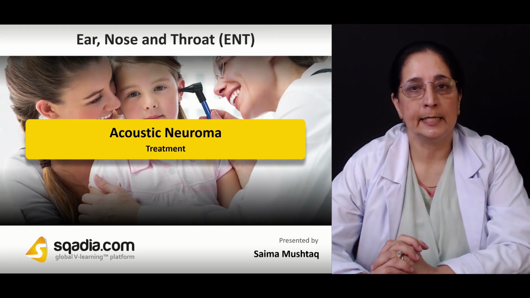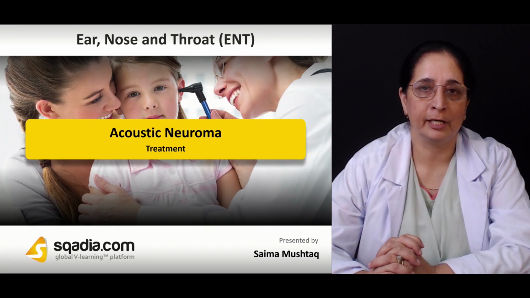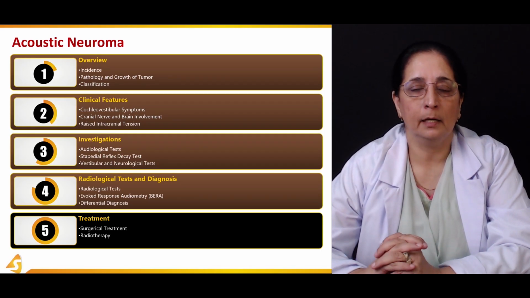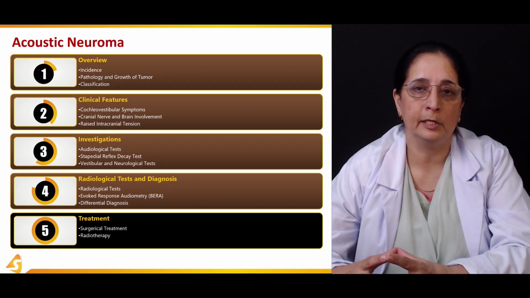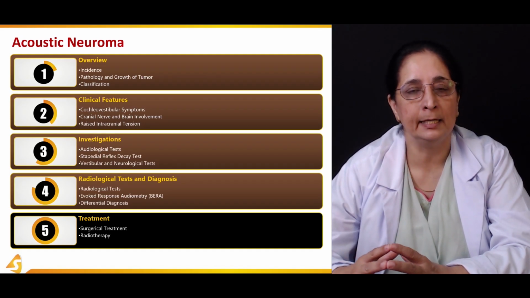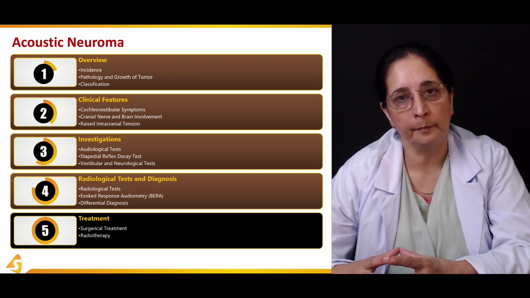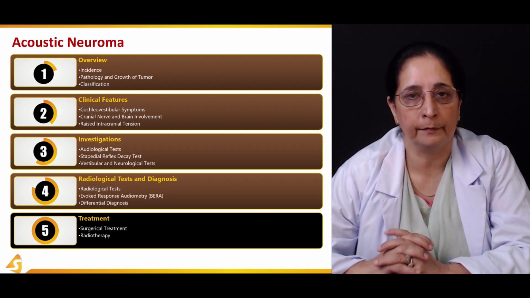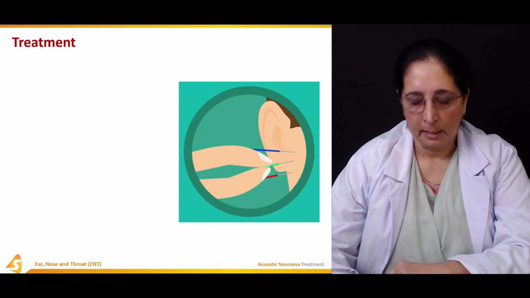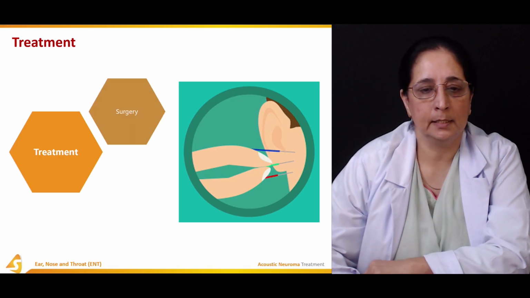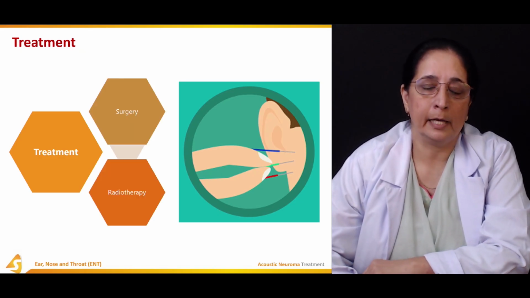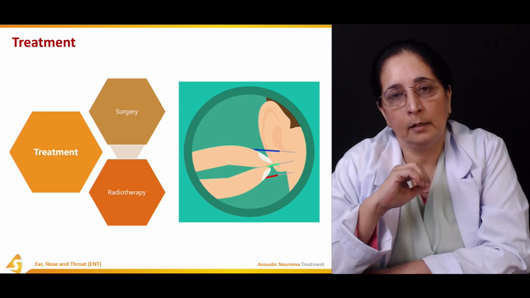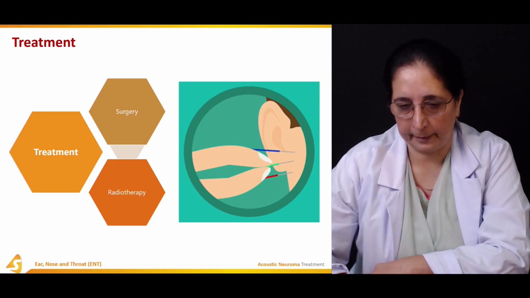Now, in the fifth and final section of our lecture, we will talk about the treatment of acoustic neuroma. The two main methods of treatment which we will talk about in this section are the surgical treatment of acoustic neuroma, and also the radiotherapy of acoustic neuroma. So treatment of acoustic neuroma is surgery and radiotherapy. Two main options of the treatment of acoustic neuroma are surgery and radiotherapy.